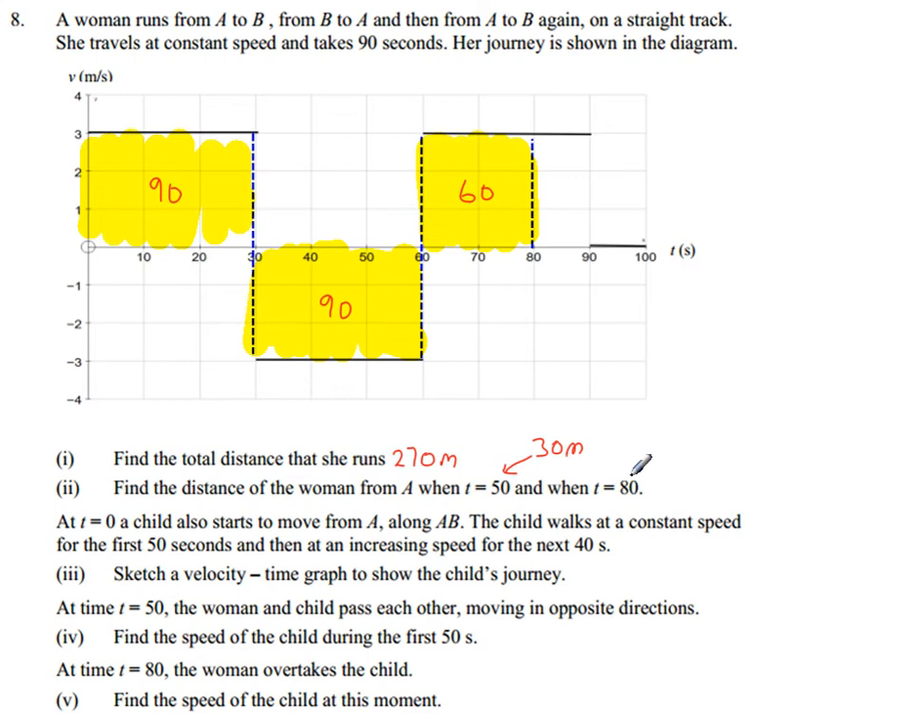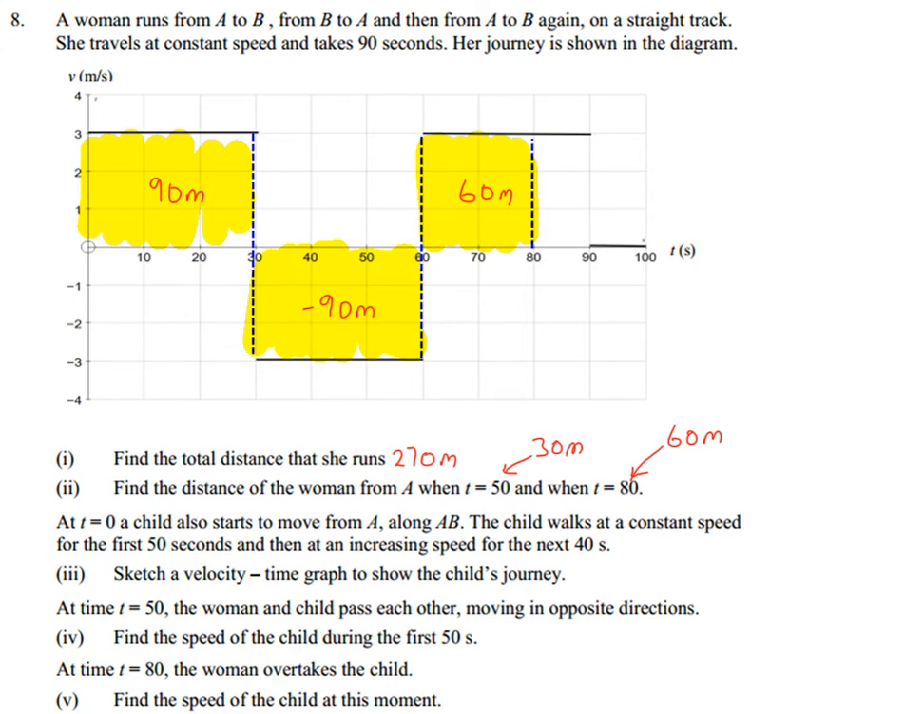So when t is equal to 80 seconds, again calculating a displacement, anything above the horizontal axis is positive, anything below is negative. So this would essentially be 90 meters, that's 60 meters. This one you have to calculate as minus 90 meters, and if you add them all together, these will cancel, it leaves you with 60 meters. So the distance from A is 60 meters.